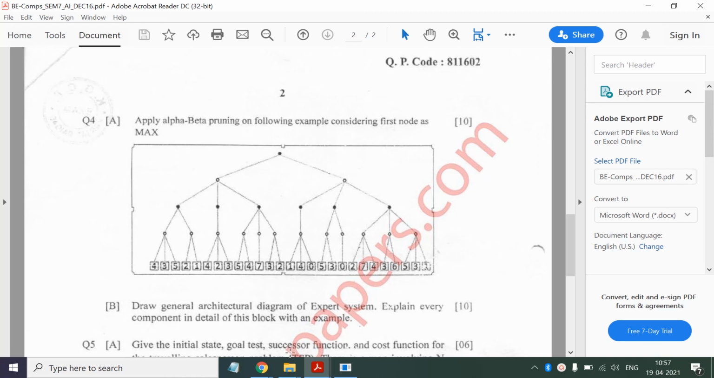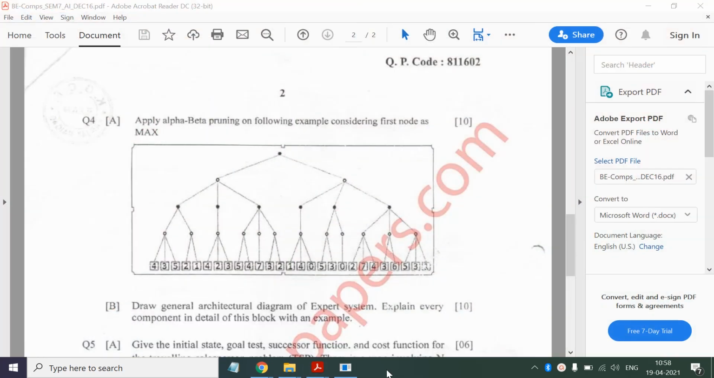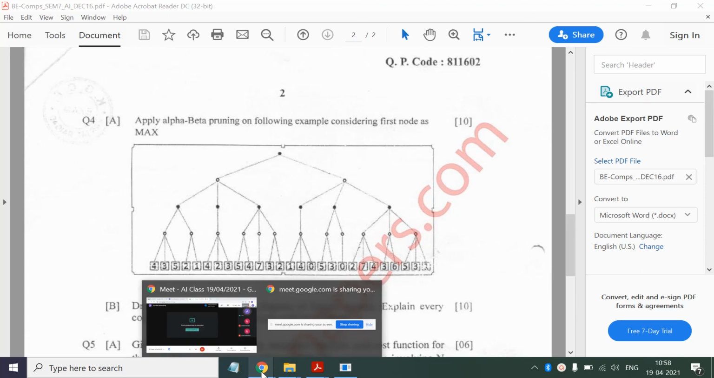Now if your exam happens in online mode, what will be the type of question? They will ask what is the reward possible at the root node, or they may ask which nodes, out of the following, are pruned. So this is how the type of question can be.